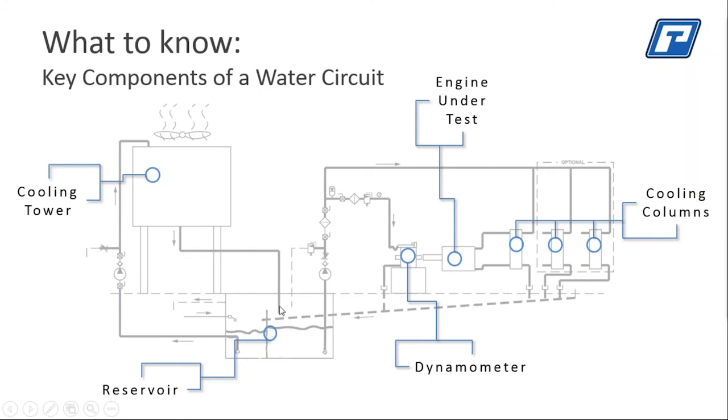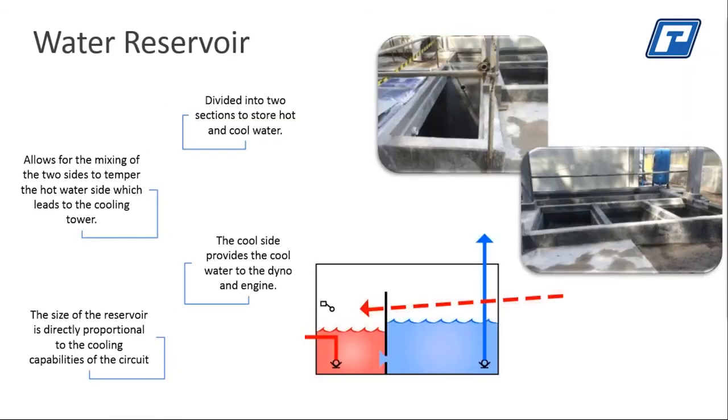Down below is a water reservoir. Here is an engine dynamometer. Here is the engine under test. These are all the cooling requirements for the engine, which we'll go over a little later. And this symbol is a pump right here, and this symbol is a pump over here. So we'll move on from here, and we'll start breaking it down.